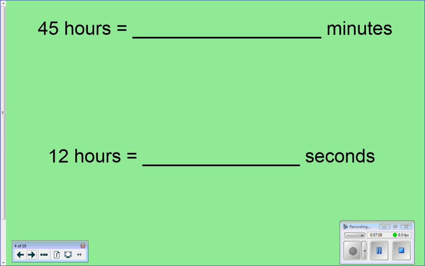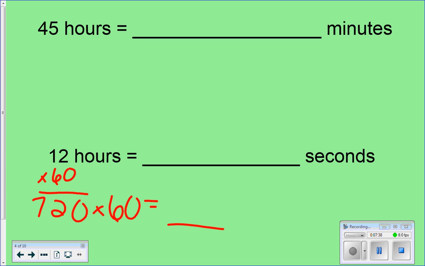12 hours to seconds. I've got to multiply by 60 how many times? Well, first of all, if I'm going from hours to seconds, I'm going from bigger to smaller, so I need to multiply. If I multiply by 60 once here, what is that going to give me? It's going to give me minutes, right? So that's 720 minutes. Now what am I going to do to this again to get it to seconds? I'm going to multiply by 60 again to get me to seconds. So sometimes you have to do double stuff.